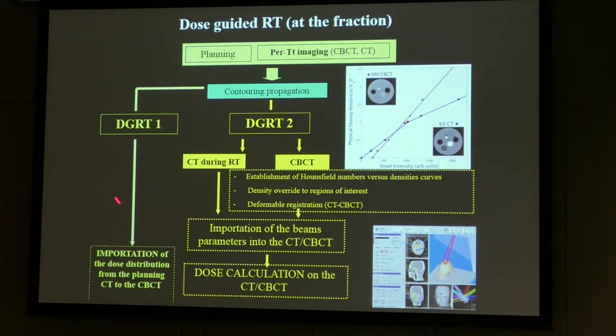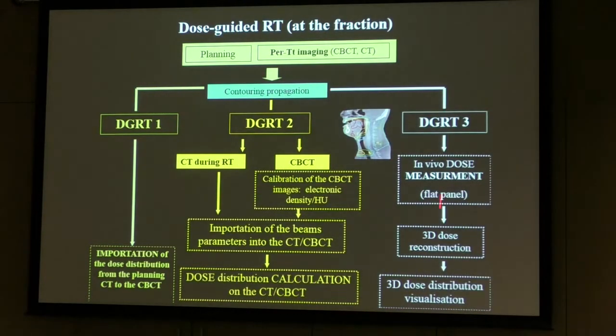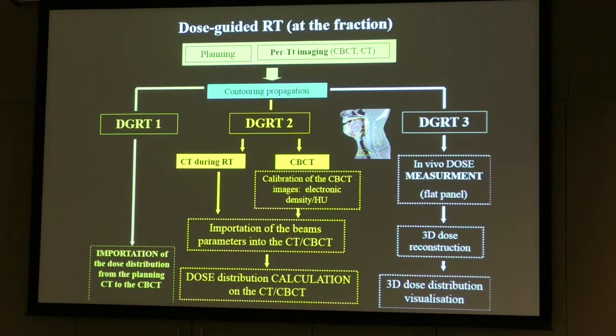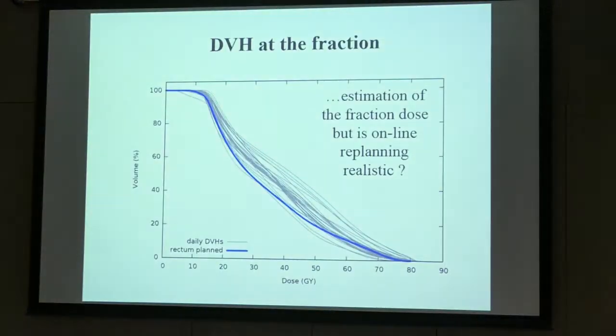Of course, for other tumor localizations like head and neck, you have such huge deformation, such huge shrinking, that you need to recalculate the dose. And for that, this is also another open issue, to be able to calculate the dose on the CBCT. There are several works on that which I will not develop. And the third approach is not really to calculate the dose on the online imaging, but to measure the dose on the online imaging. These are three different ways to estimate or to calculate the dose at the fraction.